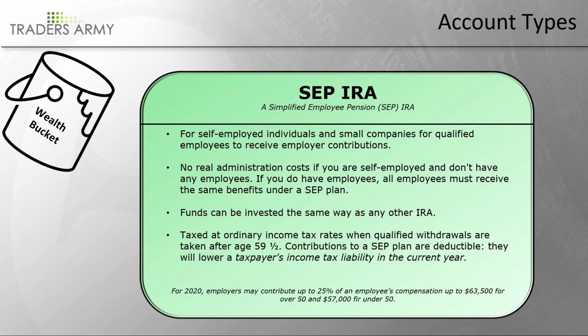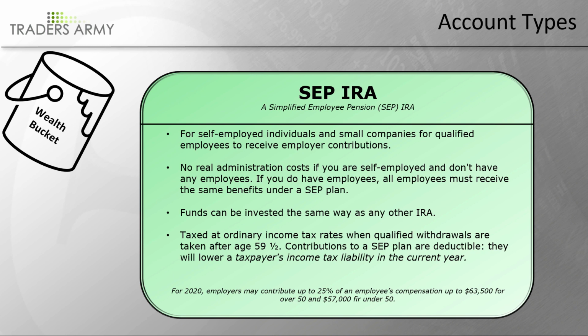So you can use a SEP plan if you have employees, but every employee must receive the same benefits inside of there in order to pass what's called non-discrimination testing. Now, those funds can be invested the same way as in any other IRA, and the same rules apply. It's taxed as ordinary income when qualified withdrawals are taken after age 59.5.